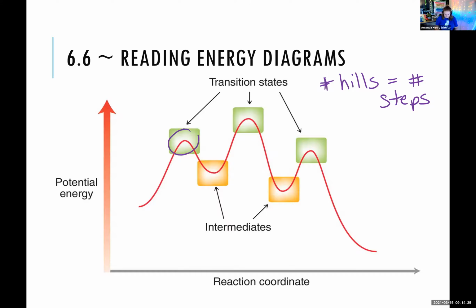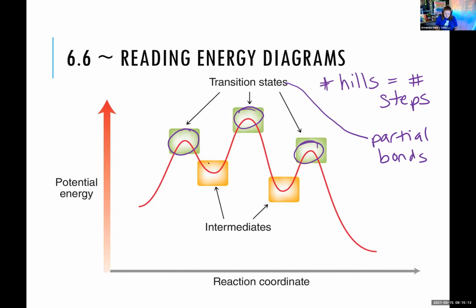At the tops of the hills, these are transition states. These are the highest energy positions, which means that they're not stable at all. When we have a transition state, we have partial bonds. This means we're at the point where the bonds that are going to break are halfway broken, and the bonds that are going to form are halfway formed. It's in transition. It hasn't quite switched into the new thing yet, but it's also not the starting thing either. It's in the middle.